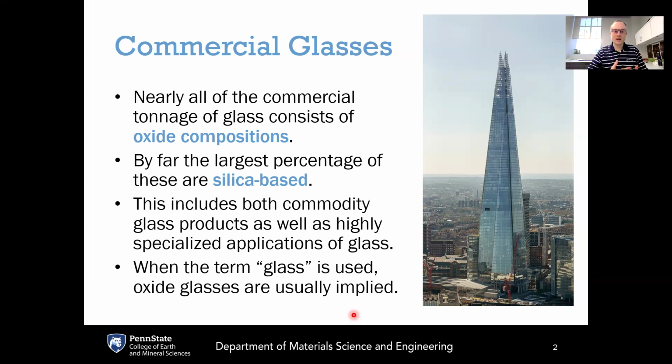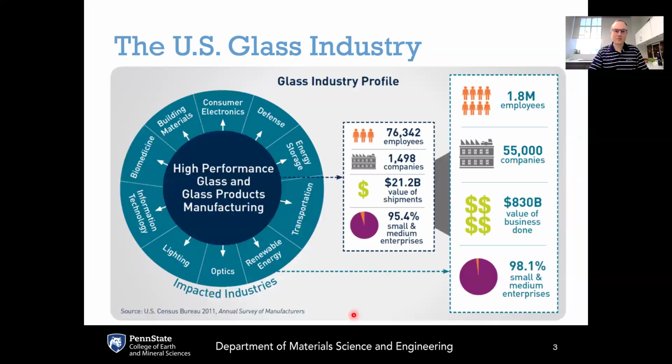That being said, there are many more different glass families, and we're going to cover several different types of glass compositional families in this course. And to give you a one slide snapshot of the US glass industry, glass is very important on its own as an industry, but also has a huge impact on other industries. So this image actually comes from the US Census Bureau. And in the middle here, it's listed as high performance glass and glass product manufacturing.